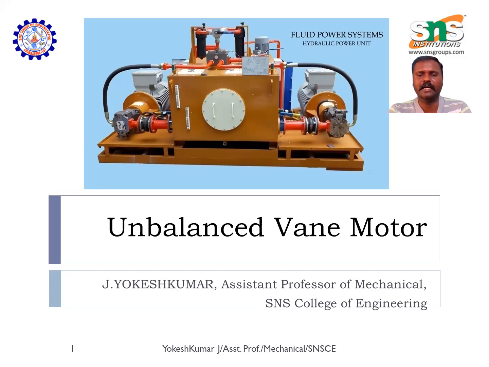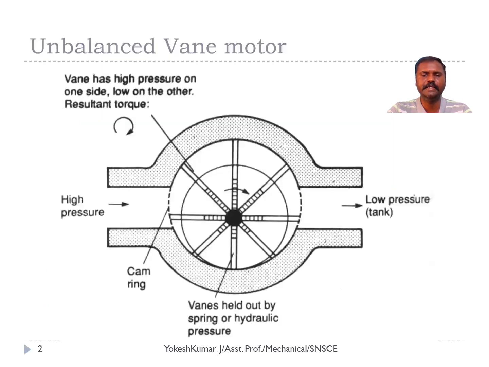The unbalanced vane motor is used to produce a rotary motion for different speeds and different torque ranges, and this can be used in most of the power hydraulic systems to make a rotary motion. So let us discuss the constructional features of the unbalanced vane motor. Why is it called an unbalanced vane motor? Here the forces are not perfectly balanced in this motor, so that's why it is called the unbalanced vane motor.